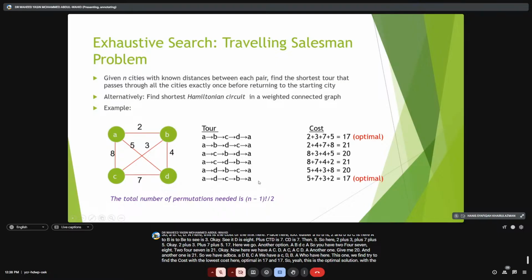It means the minimum value, the minimum weight of the shortest Hamiltonian circuit in the weighted connected graph. So here this is the graph, and this is the optimal solution for the traveling salesman problem.